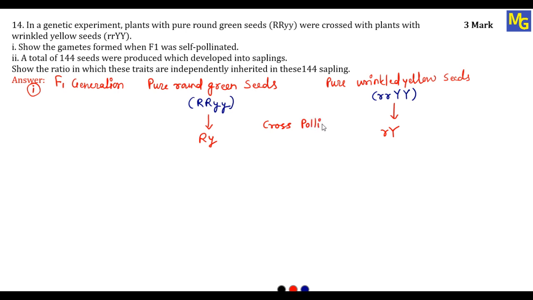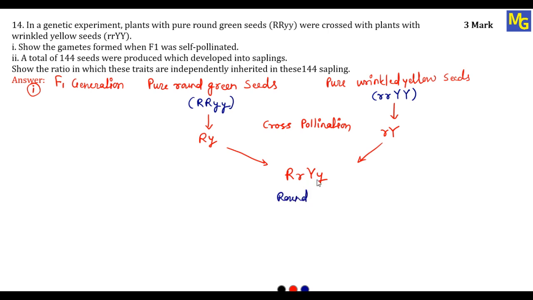Cross-pollination. And once we cross-pollinate, what are we going to get? We are going to get capital R, small r, and capital Y, small y. Now, if you see here in shape, there is one capital R. If there is a capital, that is dominant. So here shape will be shown by this capital R, which is nothing but round. So here we can see round shape.